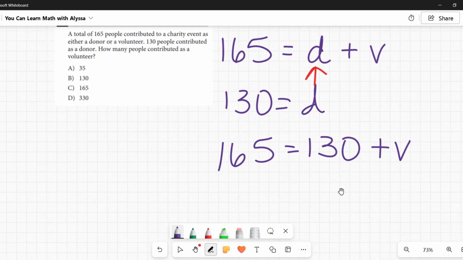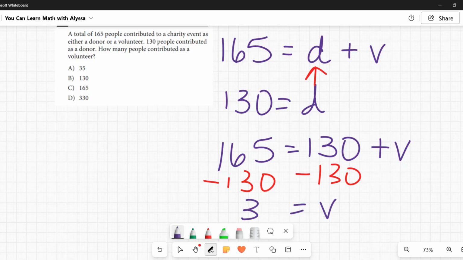And then we would undo what's been done to V by subtracting 130 from both sides, and we would get that V is equal to 35, which is A.